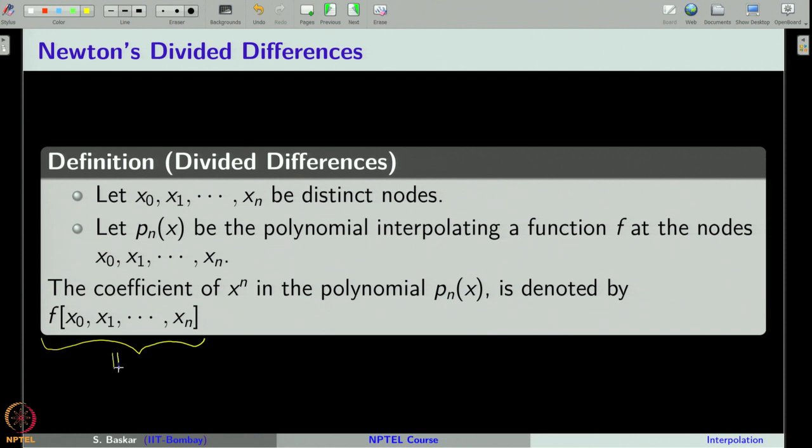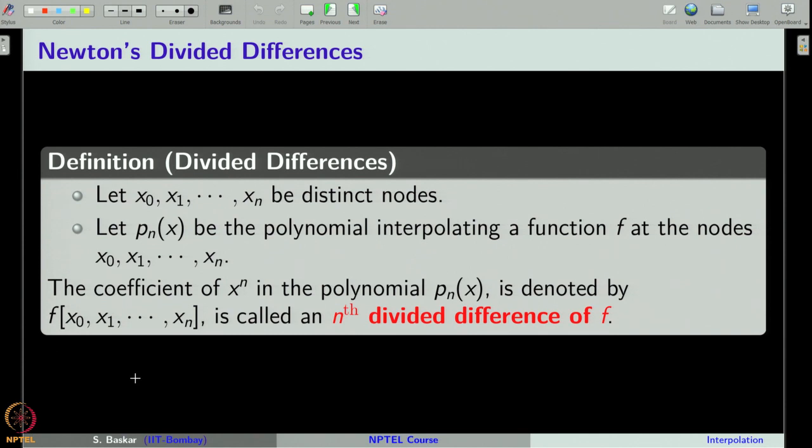If you recall, when we were introducing Newton's form of interpolating polynomials, we used the notation a n for this, but now we have changed the notation because this notation is more convenient for us to write the formula for this quantity, and it is called the nth divided difference of the function f.